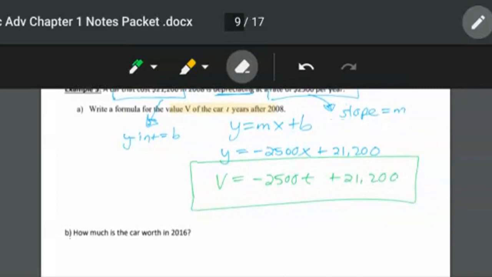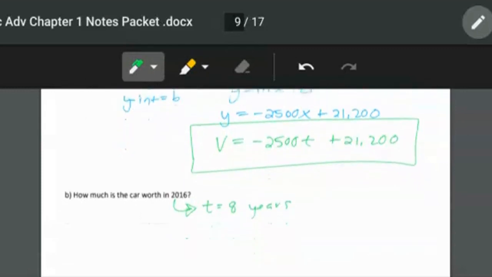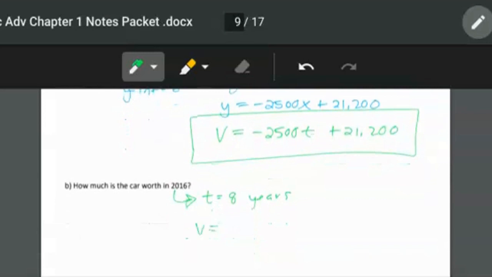All right, so in part B, how much is the car worth in 2016? Well, remember 2008 was the beginning year. So think how much later is 2016? That's 8 years later, so that would be T equals 8 years. So we could just plug in 8 for our T. So we could do V equals negative 2,500 times 8 plus 21,200. And we could do that math.